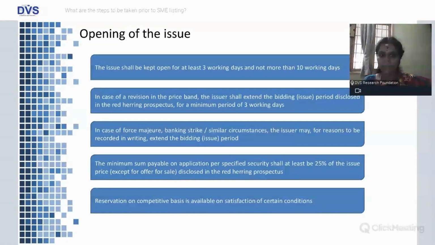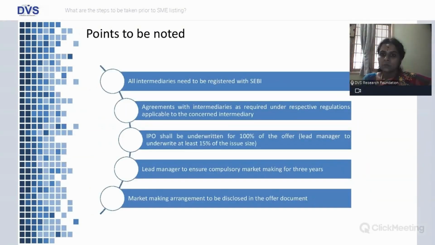The minimum sum payable on an application per specified security shall be at least 25% of the issue price disclosed in your RHP, and reservation on competitive basis is also available as provided under Regulation 254, subject to the conditions as clearly mentioned there. Before we conclude, I'll be happy to take your questions.